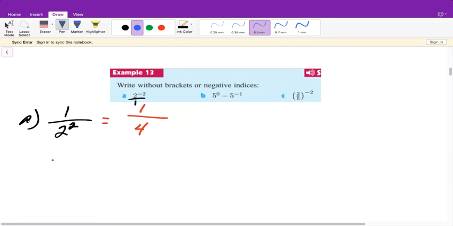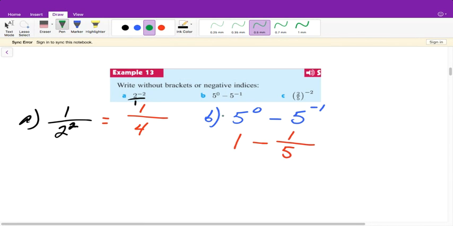For this next one, for B, this one's a two-parter. First, we have to be able to apply this 5 to the 0 power, and then we have to be able to apply this negative 1. We know anything raised to 0 is 1. And then in order to make this a positive power, since it's in the numerator, we will just flip it to our denominator.